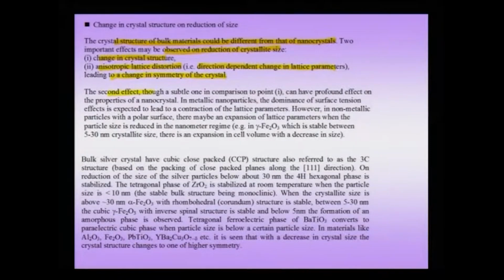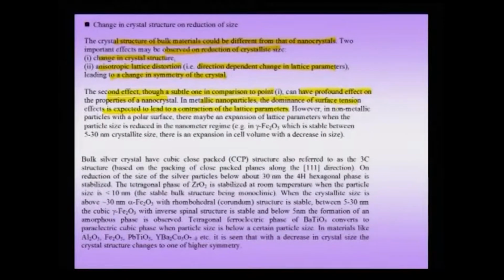The second effect, which is the change in lattice parameter or anisotropic lattice parameter, is actually a subtle effect as compared to the first, which is a very drastic effect and can have a profound effect on the properties of a nanocrystal. In metallic nanoparticles, the dominance of surface tension effects is expected to lead to a contraction of the lattice parameters. That means that in metallic materials, the surface, which is now the seat of the surface tension, can lead to a contraction of the lattice parameter, and therefore, this is the direct cause for reduction in lattice parameter.